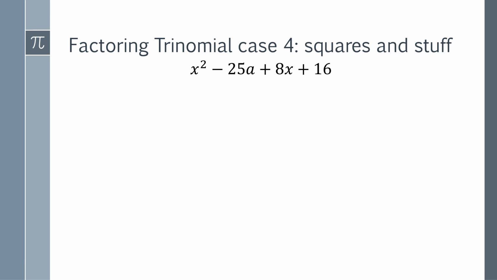All right, so this is case 4 when you're dealing with squares and stuff. So let's look at this case. Well, we know we can't use greatest common factor. We know that we do have squares, but there's something different about this versus this previous example. It has an a. I have x, and then I have an a. I can't factor that.